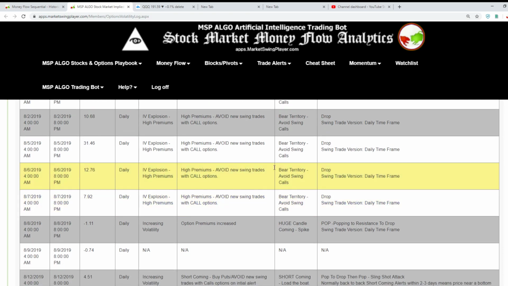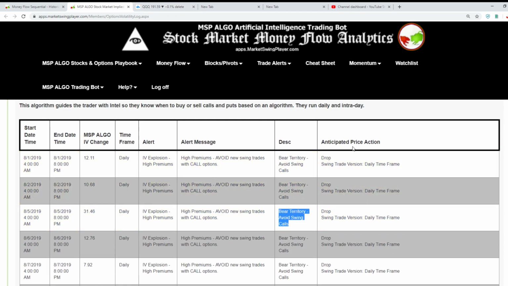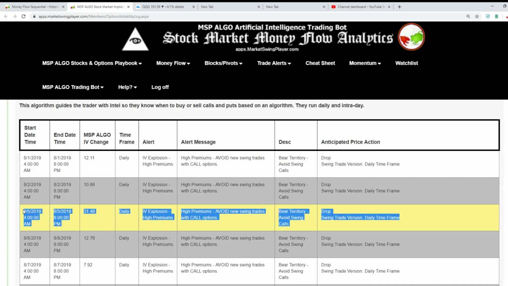And we could see that on that particular day, and it gives you more information about these alerts. Eventually you'll remember right off the top of your head, but it says bear territory, avoid swing calls, right? And it tells you the anticipated price action is drop. So when you're trading, whether you're a day trader or a swing trader, you want to look at this gauge at all times before you take a trade.